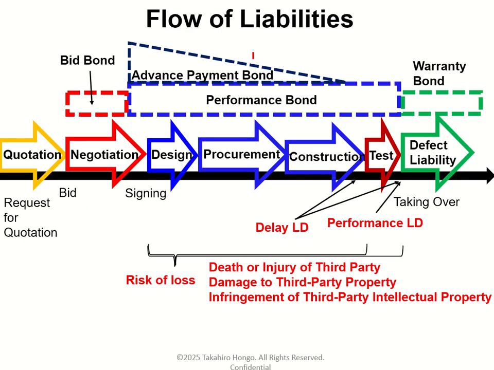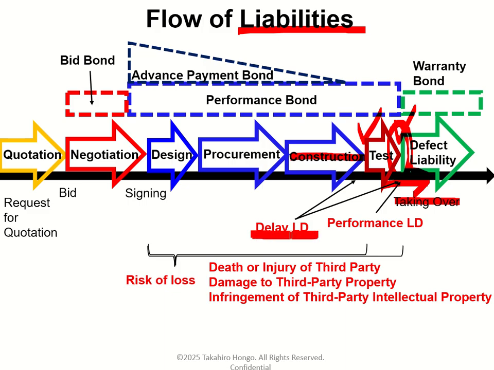Lastly, the flow of liabilities. As you know, the contractor must complete the plant by the deadline. The deadline is typically set at completion of construction, or at the taking over date. But I think typically the deadline is set at taking over. If the contractor fails to complete the plant by the deadline, the contractor must pay delay liquidated damages to the owner.